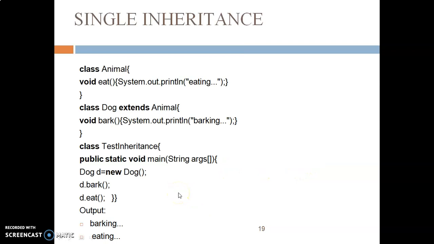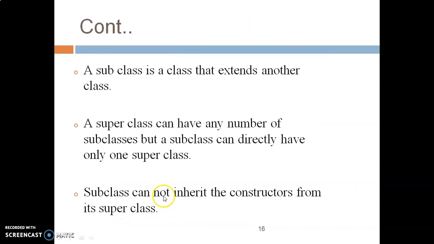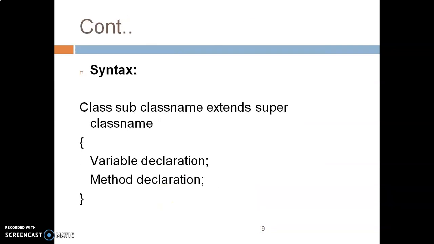Single inheritance, we have already seen the example. This is another example. This is animal, which is the superclass. Dog is a child class extended from animal, and then you can use it. The same example that you might be remembering.